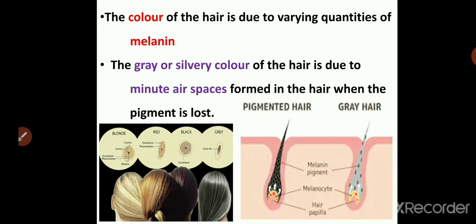Then the color of the hair. The color of the hair is because of the presence of varying amounts of melanin pigment. So here also you have melanin pigment present. A grey or silvery color hair is due to the minute air spaces which are formed in the hair when the pigment is lost. So as this melanin starts getting lost from the hair, it starts creating empty air spaces, that is, minute air pockets in the hair. And that gives you the greyish color or the shiny hair.